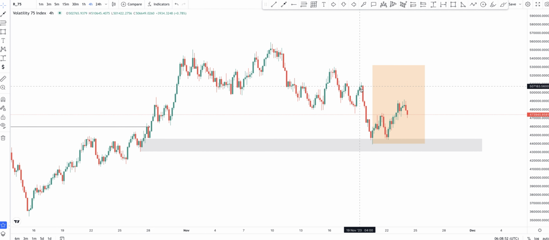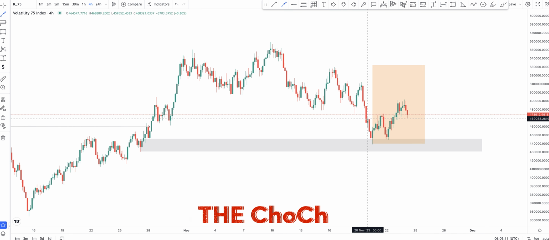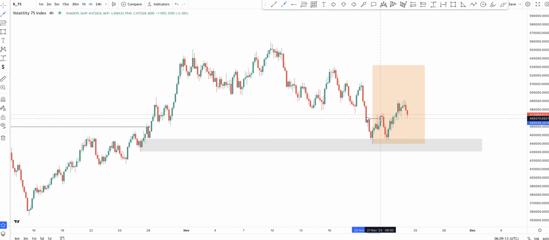Now when you look at this drop from here to the demand zone, we had price moving up from here and breaking this current supply zone. This is our current supply zone over here. This current supply zone is what has caused what we call the choke. So this is our choke, because price has broken up and closed with a candle body, you can see. So this is the choke.